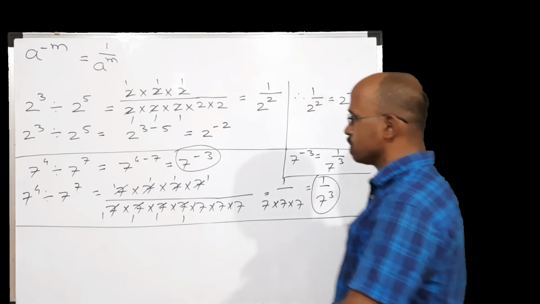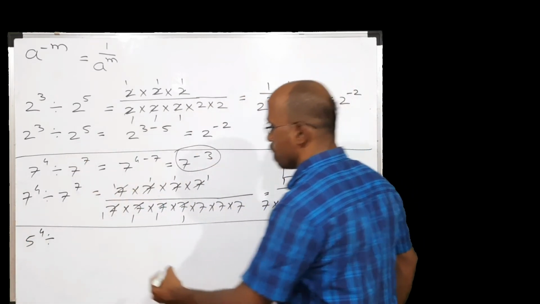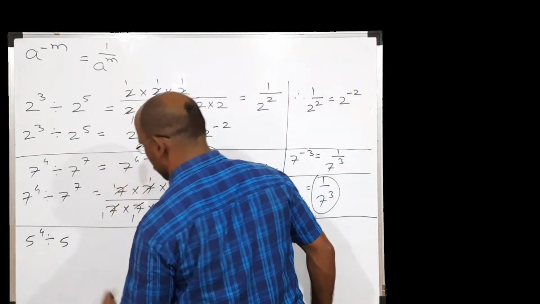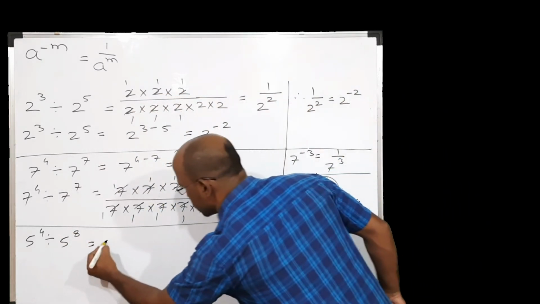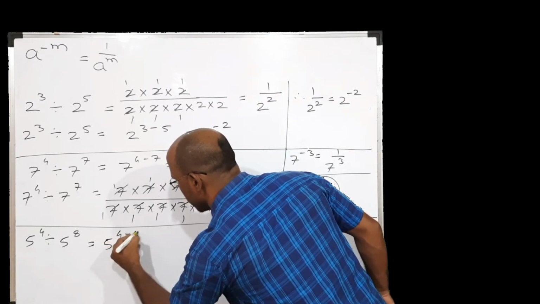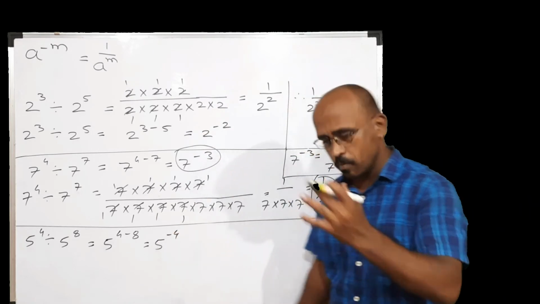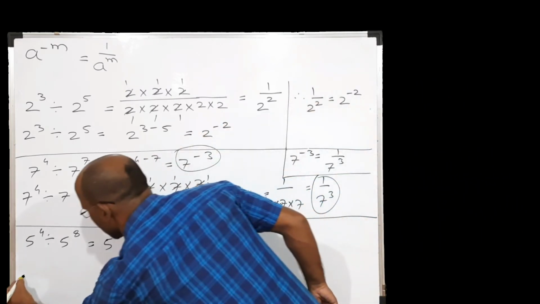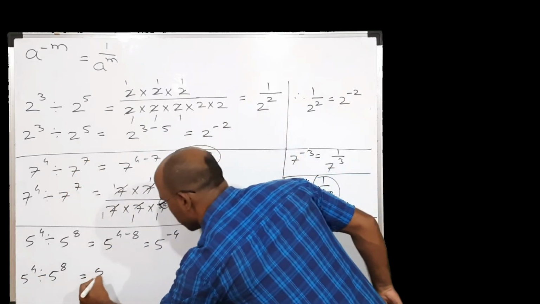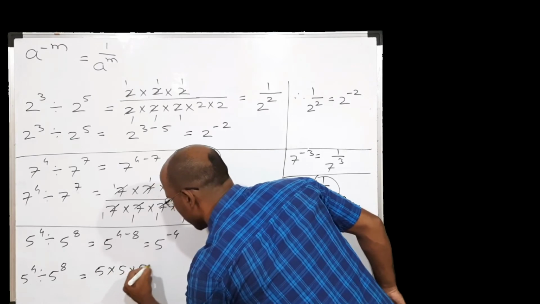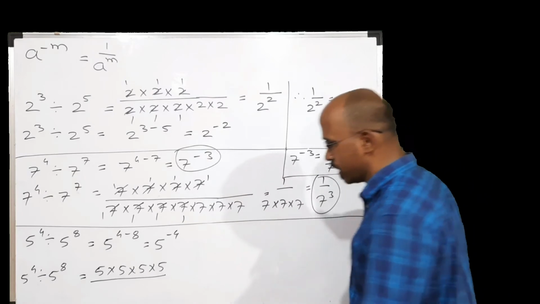Suppose the question is 5 raised to 4 divided by 5 raised to 8. That is equal to, based on the rules of indices, 5 raised to 4 minus 8, which is nothing but 5 raised to minus 4. 4 minus 8 is minus 4. And based on test of divisibility, 5 raised to 4 divided by 5 raised to 8 is equal to 5 multiplied by itself 4 times upon 5 multiplied by itself 8 times.